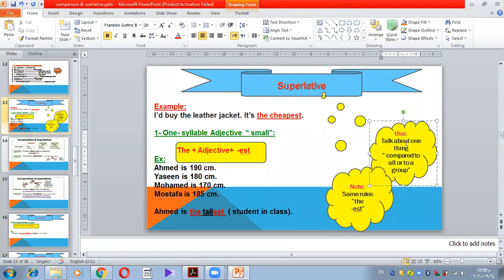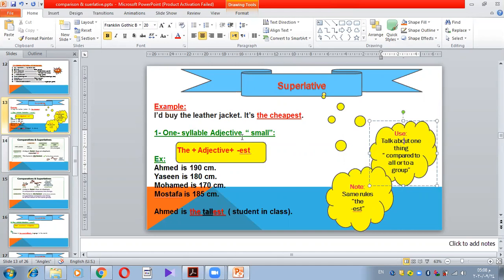So you are just speaking about one. Let's have a look at this. I buy that leather jacket. So do we have another type of jackets here? No. You say what? It's the cheapest compared to all other types. Okay? So you are speaking only about one, not two things. To make it easier for you, let's have a look at this example.